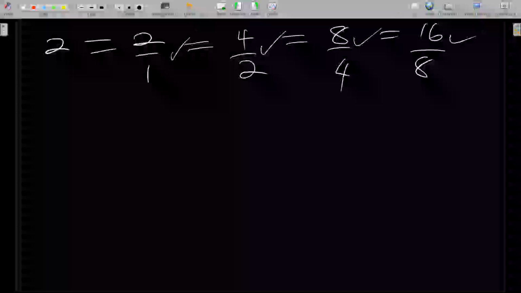Now let's pick an irrational number. An example of an irrational number is pi, or maybe root of 2, the square root of all the imperfect squares.